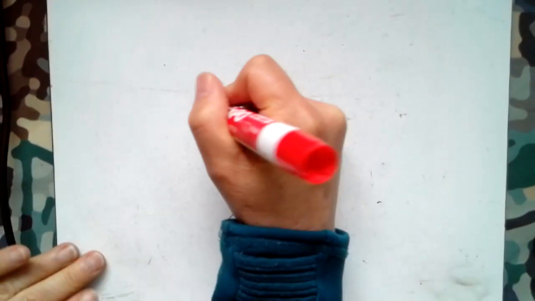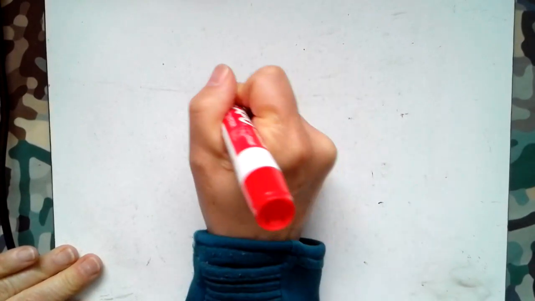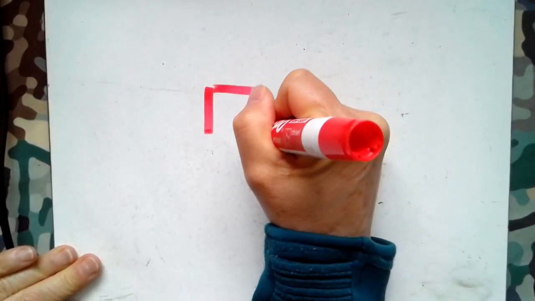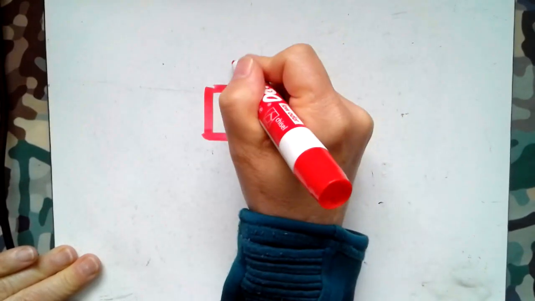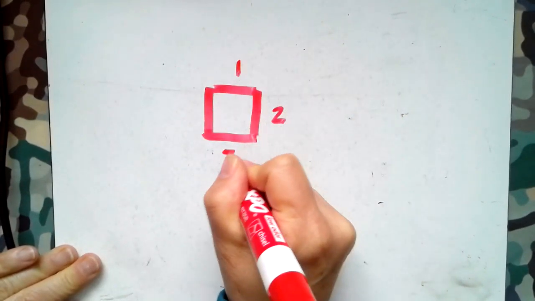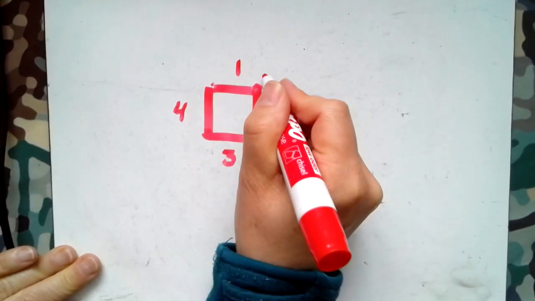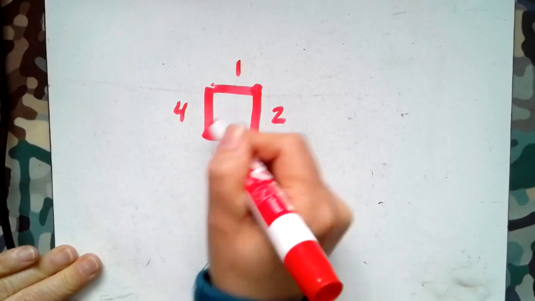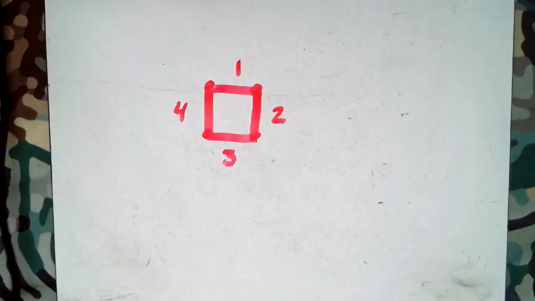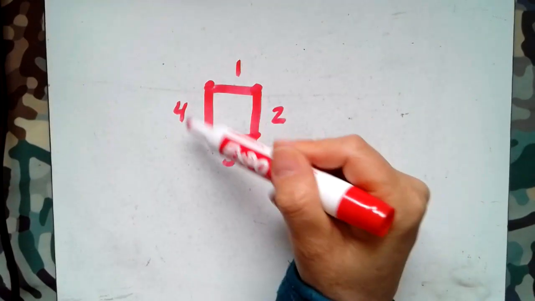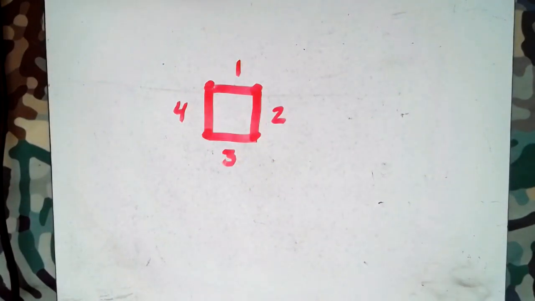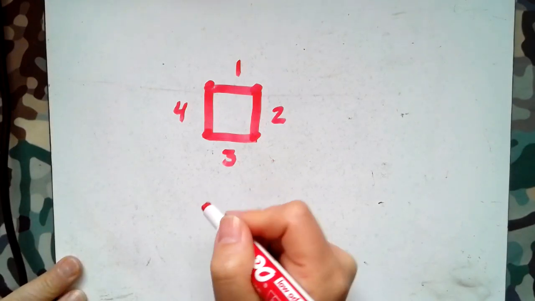So I want to start with squares. We know that squares are closed shapes that have four sides, 1, 2, 3, 4, and four square corners, 1, 2, 3, 4. What makes squares special is that all four sides are the same length. Squares are a kind of rectangle.